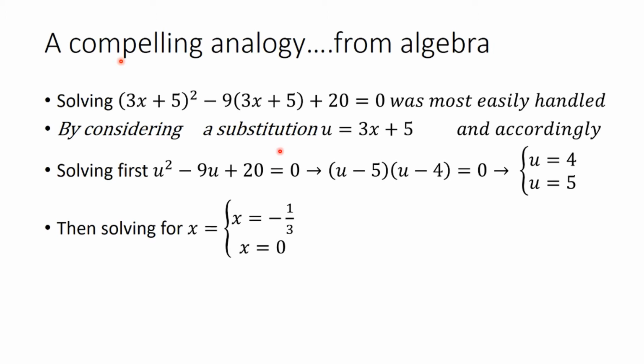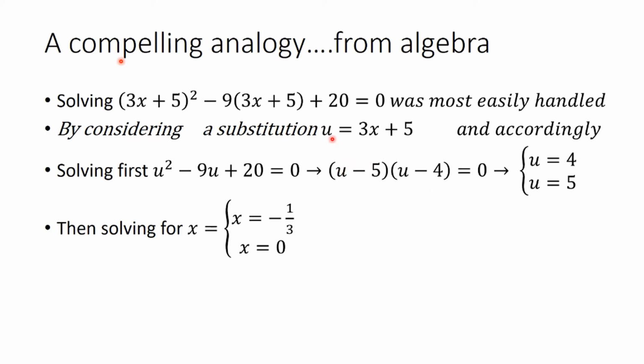And the substitution coming to mind is u = 3x + 5. So if everywhere I have 3x + 5 I put a u, I'm going to have u² − 9u + 20 = 0. And that factors into (u − 5)(u − 4) = 0. That means u is 4 and u is 5, our solutions.